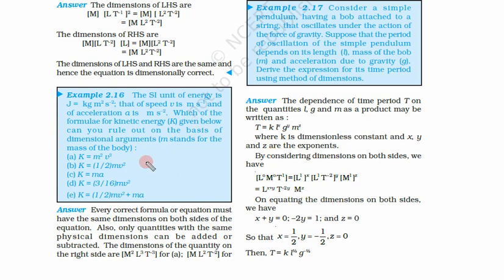So we were checking these equations for kinetic energy, and we have to rule out what is definitely wrong. There might be only one formula that is correct for kinetic energy, that we know, but we have to rule out at least what is not dimensionally correct. So let us check this first one.